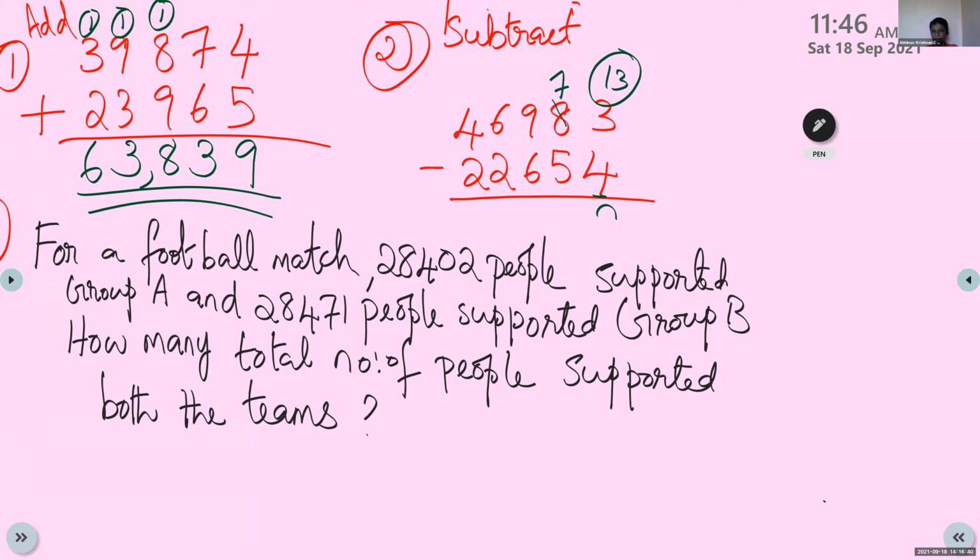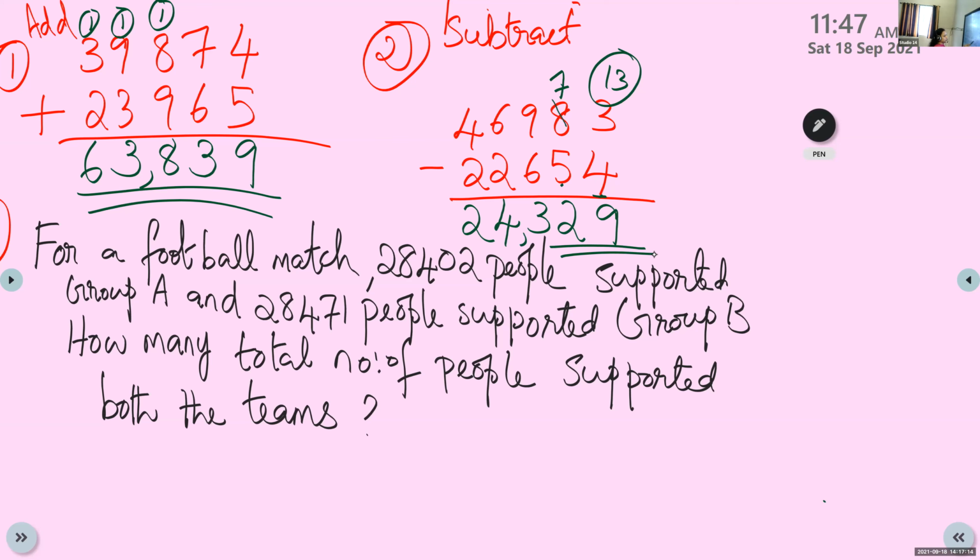What is 13 minus 4? 9. Now there is no problem here. 7 minus 5, 2. 9 minus 6, 3. 13 minus 2, 4. Okay, 4 minus 2, the answer is 2. So children, please check whether the answer is correct. Ma'am, I got the correct answer. 24,329. Okay. Now children, look at the word problem and tell me whether it is addition or subtraction.